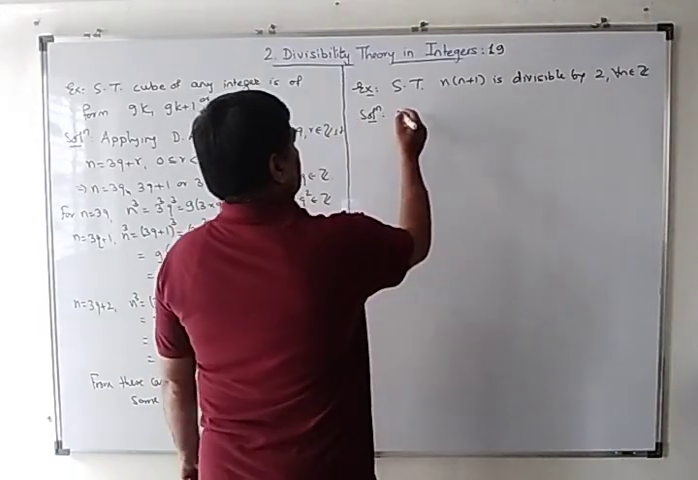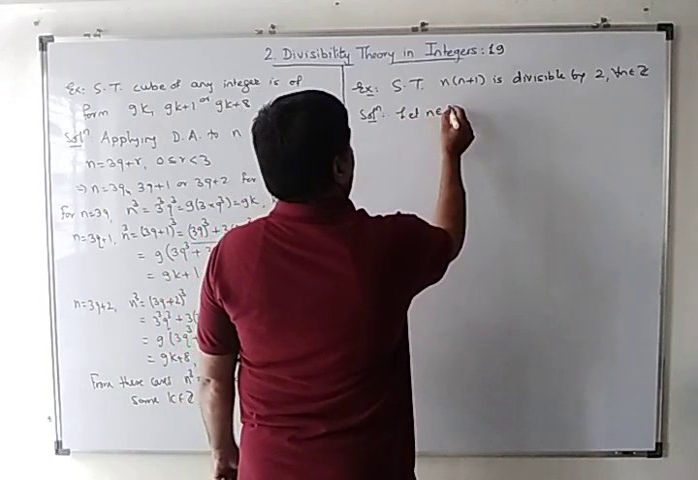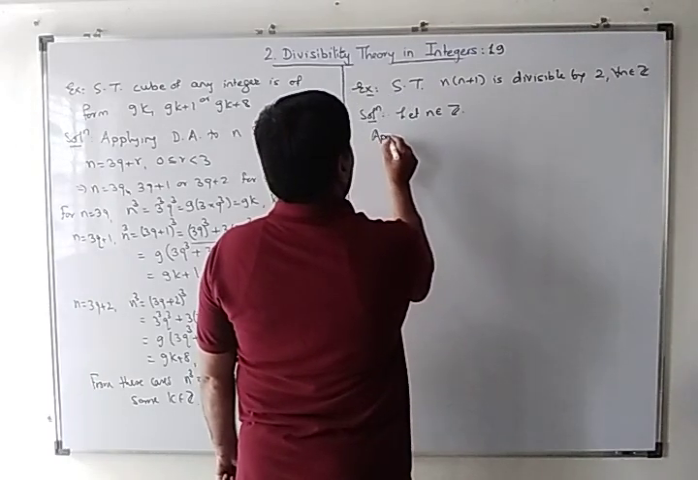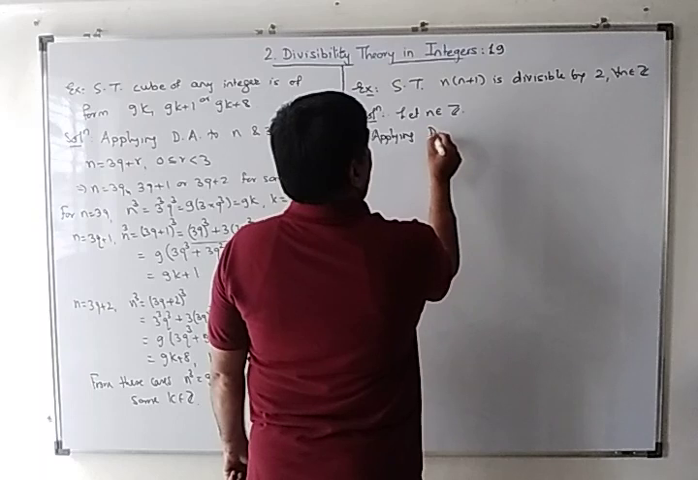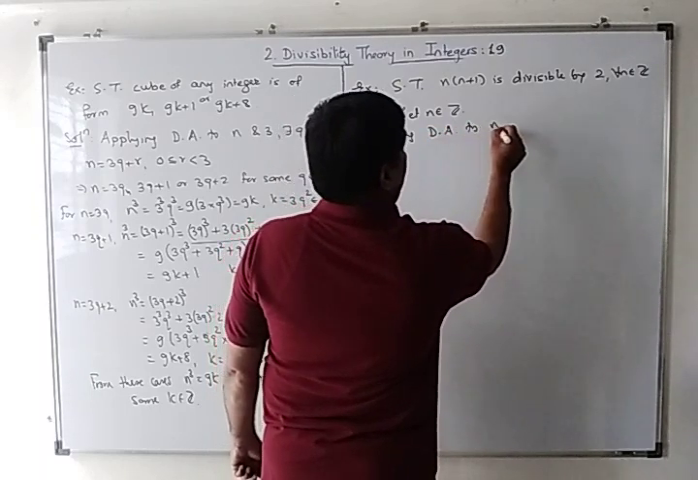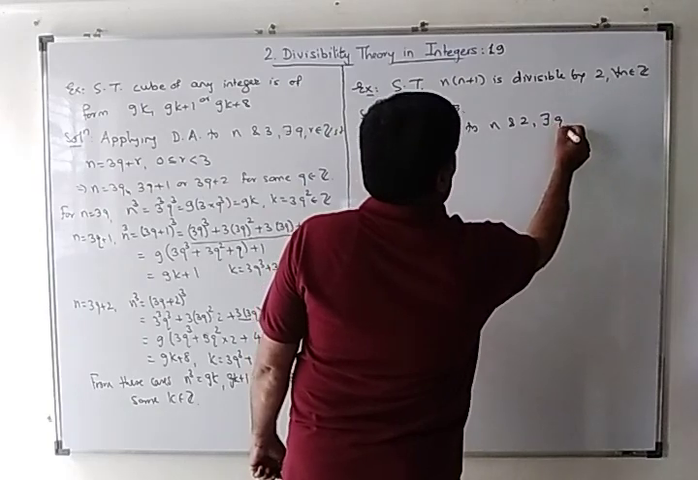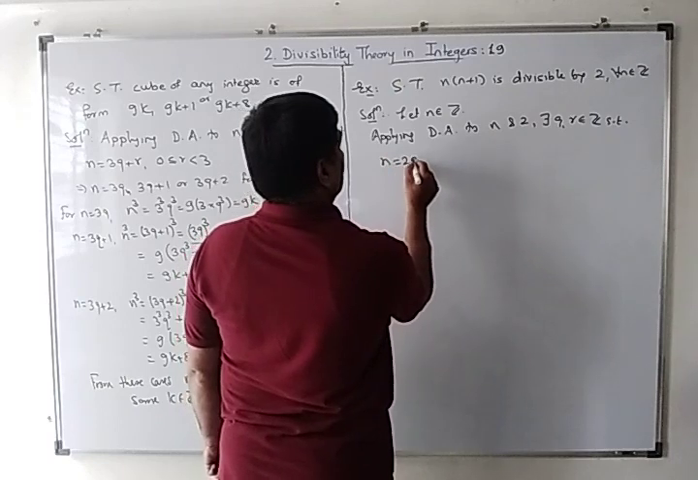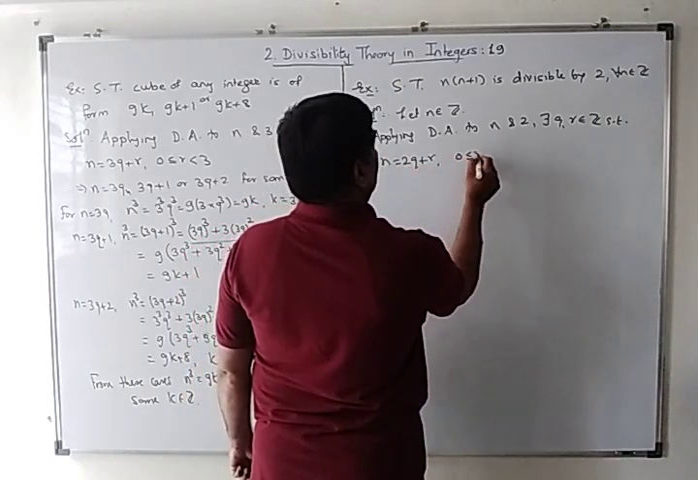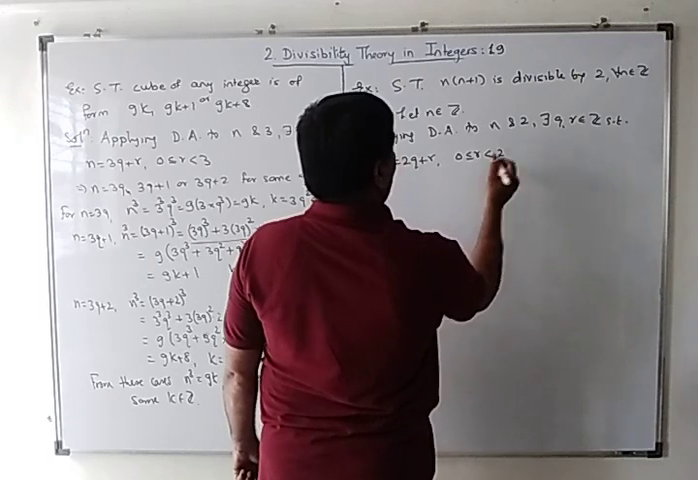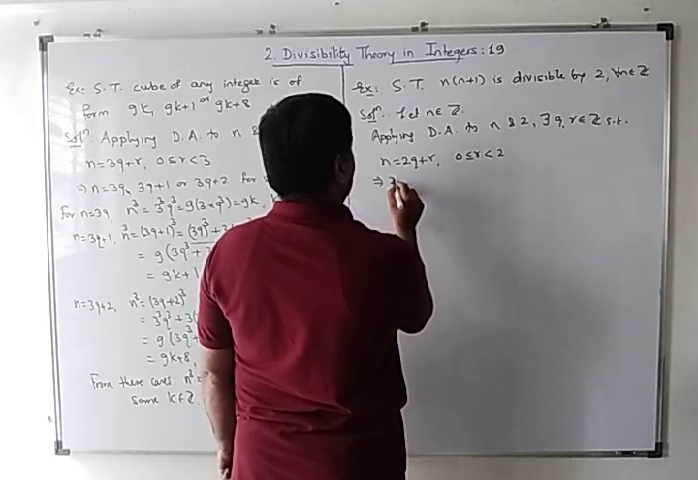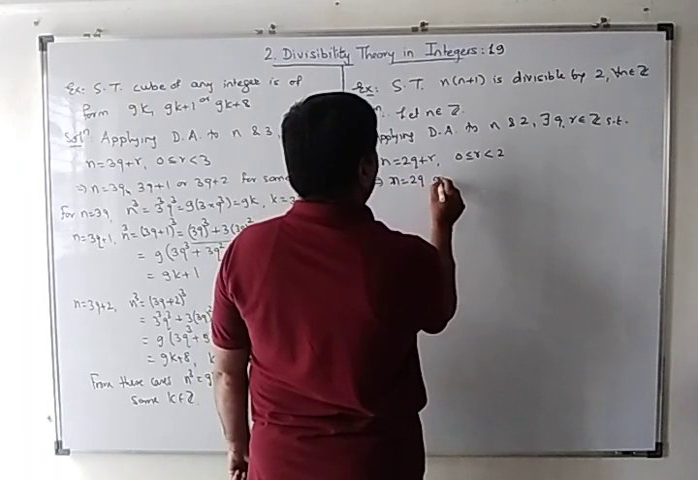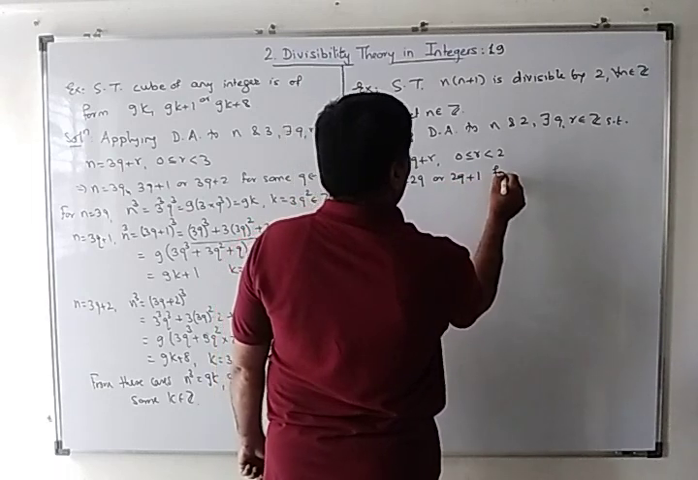So let n belongs to Z. Applying division algorithm to n and 2, there exist q, r belongs to Z such that n is equal to 2q plus r, 0 less than or equal to r less than 2. This implies n is equal to 2q or 2q plus 1 for some q belongs to Z.